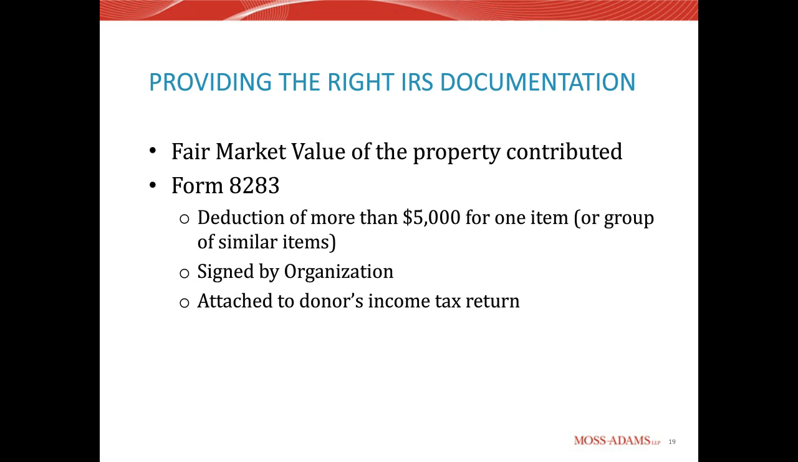Form 8282 does not apply to non-cash contributions that had Section A completed, so less than $500 or publicly traded securities, or if the items were consumed by your nonprofit. So if you're a food bank and you receive a large donation of canned goods and you use that in your mission and it's consumed by the organization, then Form 8282 is not required.